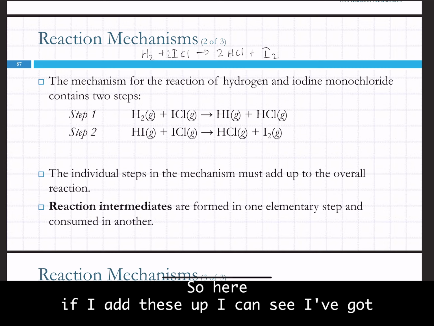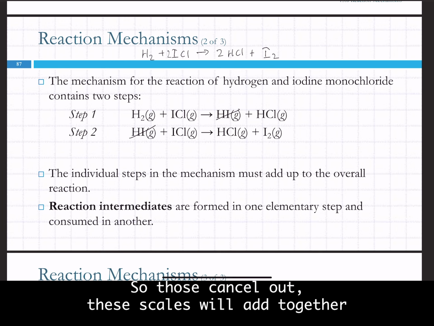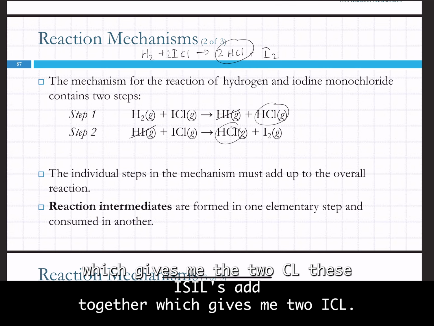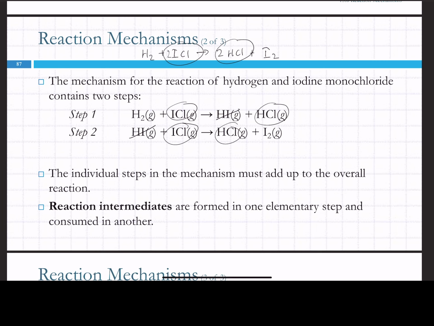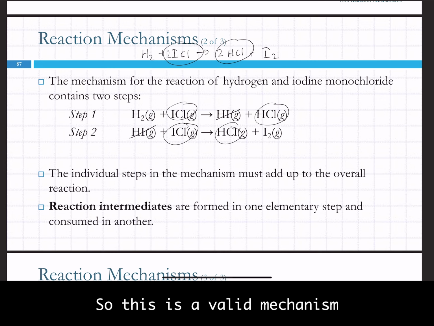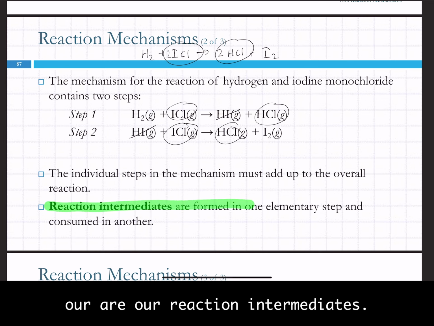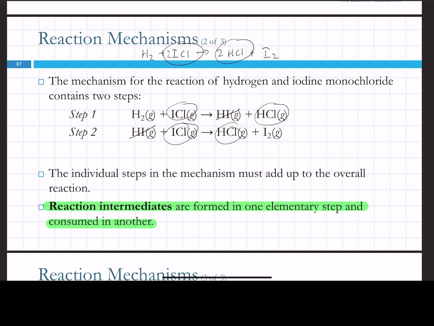So here, if I add these up, I can see I've got HI on either side. So those cancel out. These HCl's will add together, which gives me the 2HCl. These ICl's add together, which gives me 2ICl. And so this represents our overall reaction, so this is a valid mechanism. Or at least as far as we know right now. And the things that cancel out in the middle are our reaction intermediates.